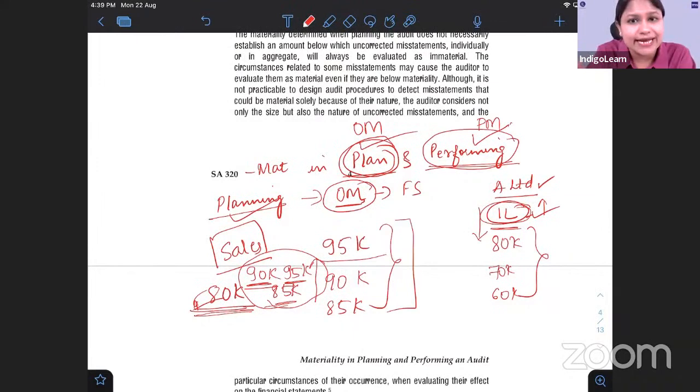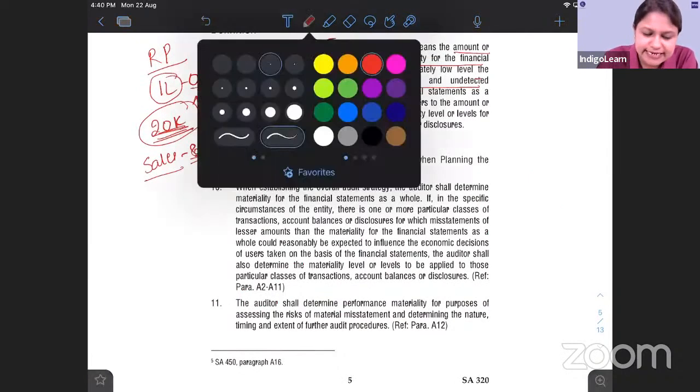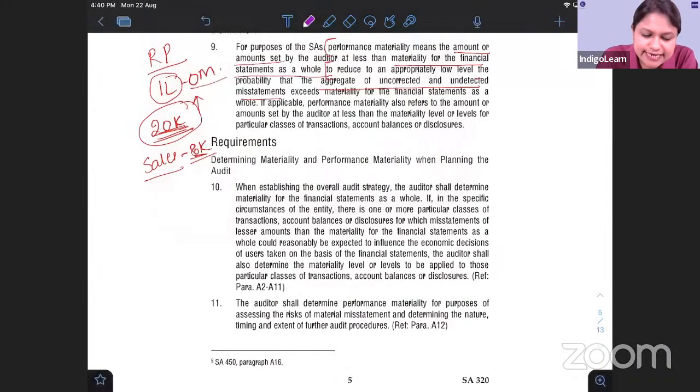So it is crossing 1 lakh. Because we should not ignore it, we are going to keep another level, which is called performance materiality. The reason for performance materiality is very simple. It is to reduce to an acceptable lower level the probability, that is the risk, that the aggregate total of the uncorrected and undetected misstatement exceed the material level for the financial statement as a whole.